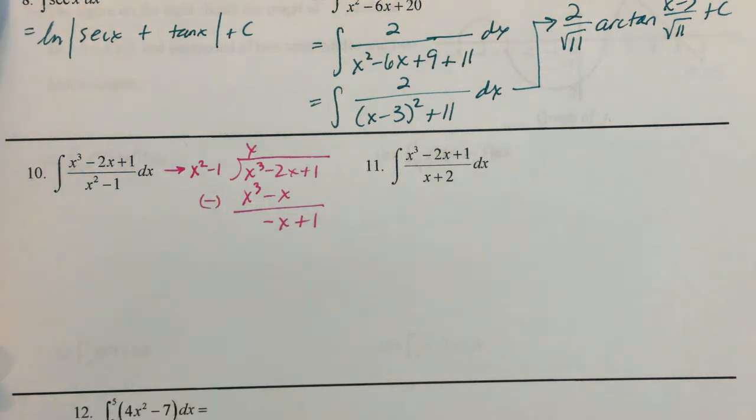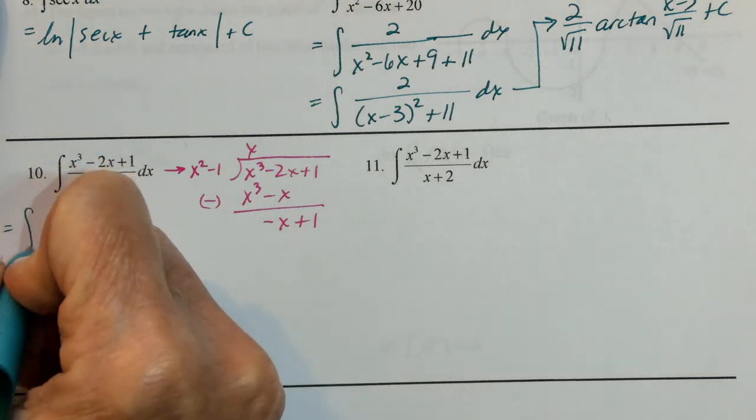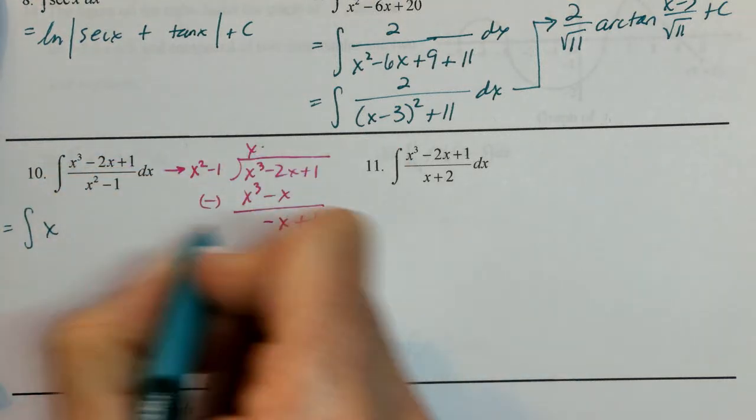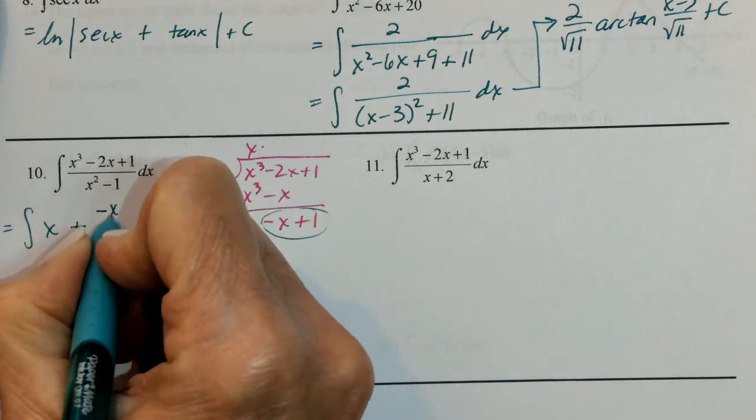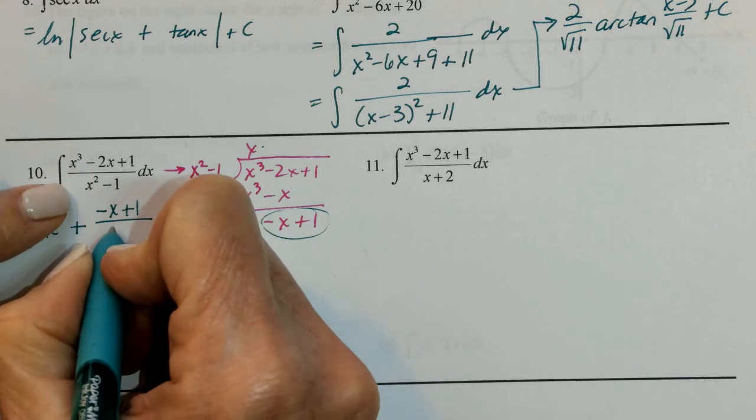I come back to my integral. This will be the integral of x plus my remainder divided by my divisor.